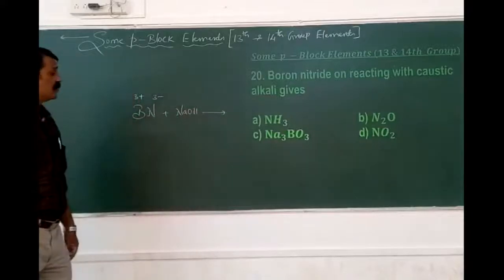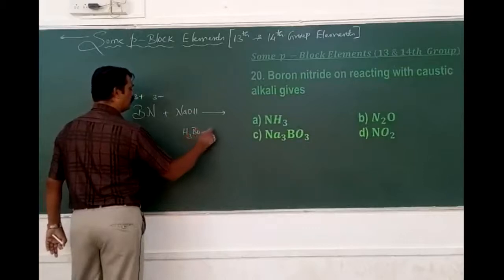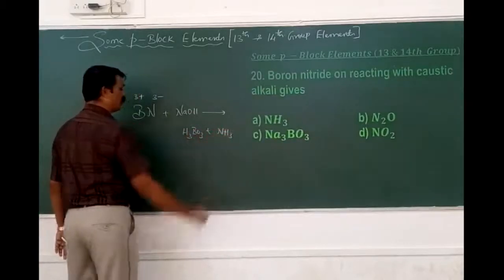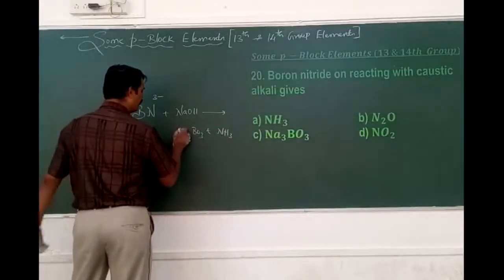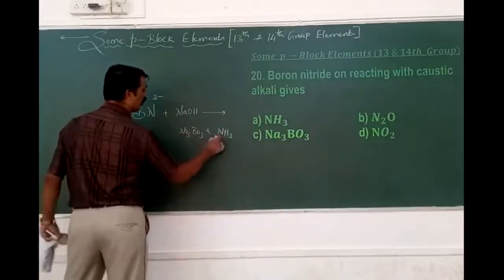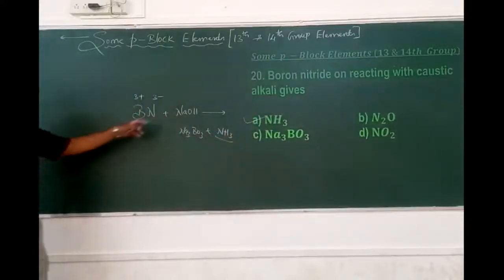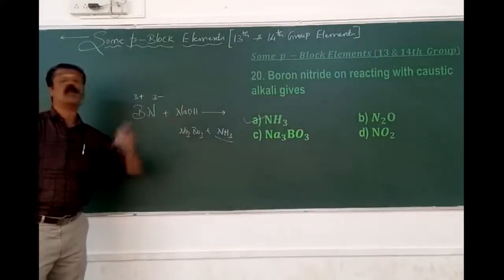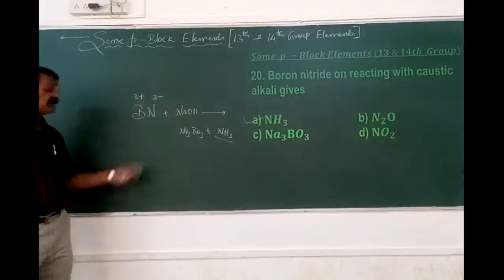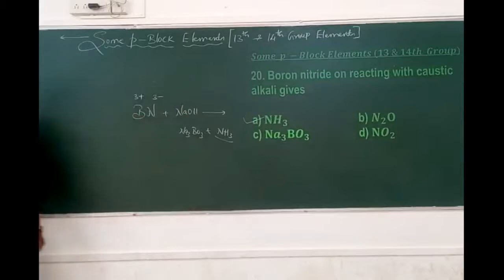it forms sodium borate, Na3BO3, a salt of boric acid H3BO3, along with the formation of ammonia. It means the nitride of boron reacted with the caustic solution of sodium hydroxide to form sodium borate along with the liberation of ammonia gas. So it is indirectly one of the preparations for ammonia also. Okay. So that is 20A. Next, 21.